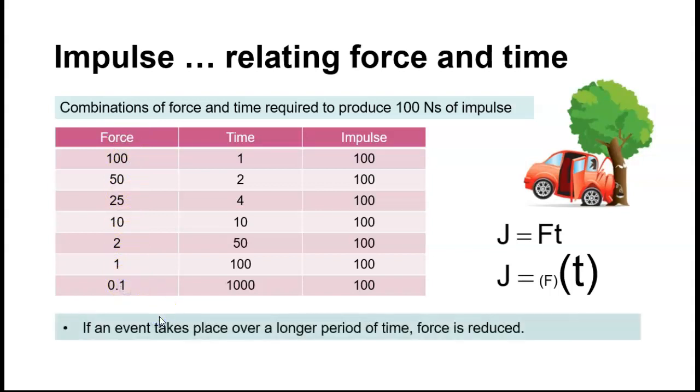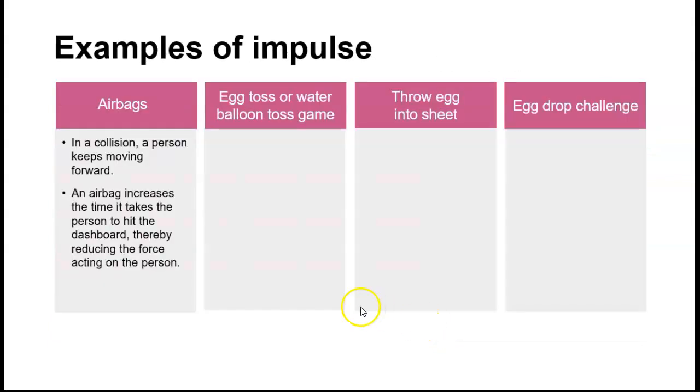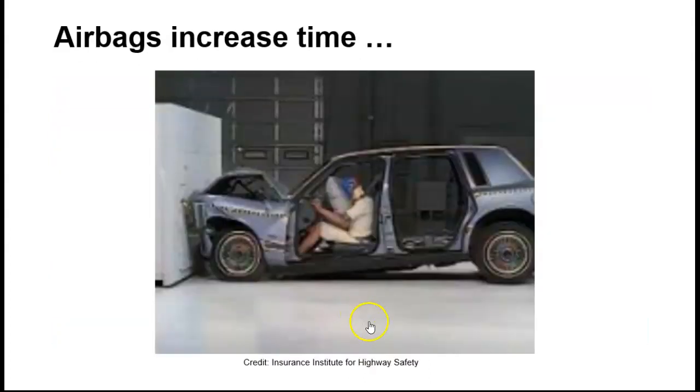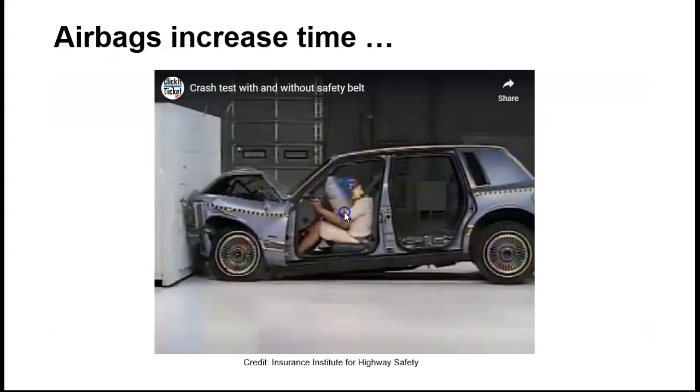So the concept of impulse is that if we have an event that takes place over a longer period of time, we can reduce the force. So let's look at a couple more examples in a little bit more detail. So the first one is airbags. We're going to look at just a couple seconds of this clip.